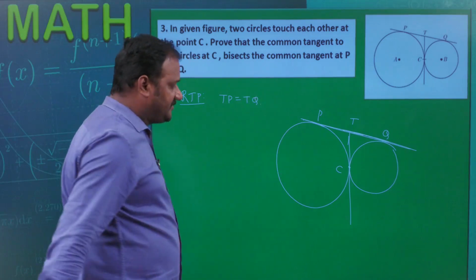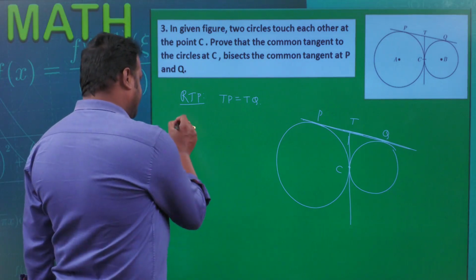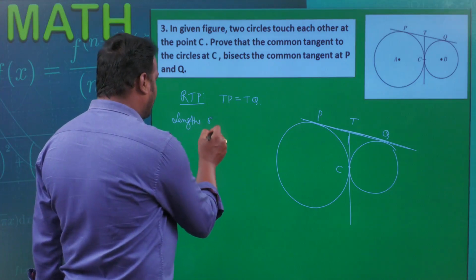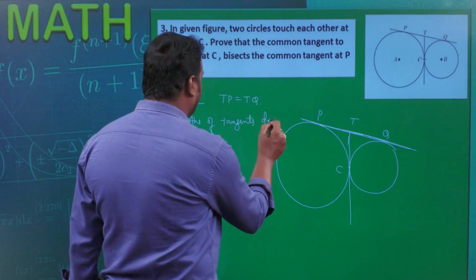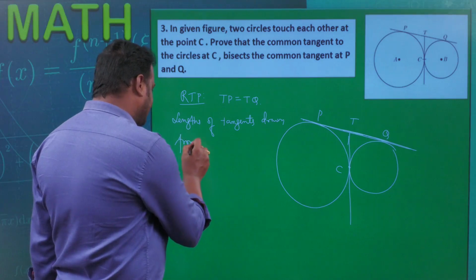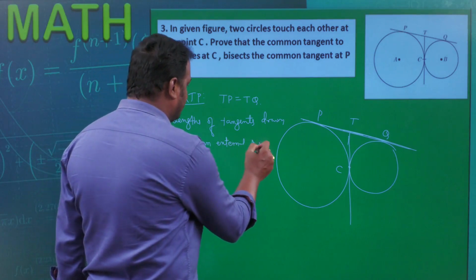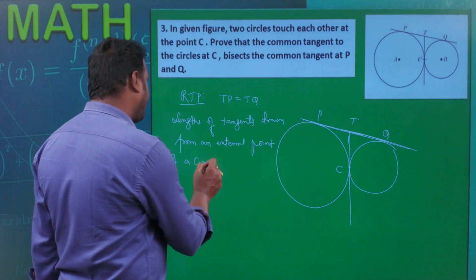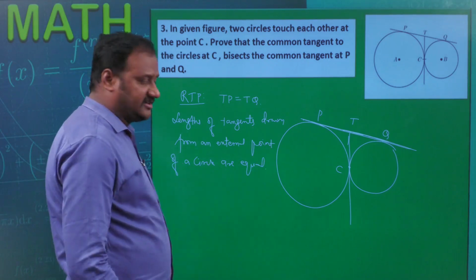So in order to prove this TP is equal to TQ, there is one very important property of tangents, that is, lengths of tangents drawn from an external point of a circle are equal. So lengths of tangents drawn from an external point of a circle are equal.